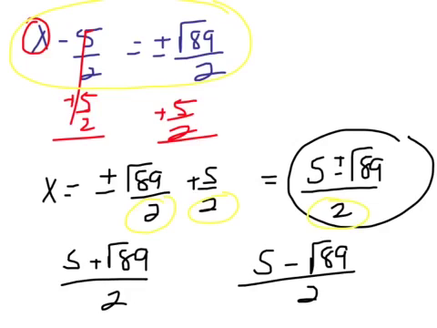Now this means there are 2 answers. One answer is 5 plus the square root of 89 over 2, and one is 5 minus the square root of 89 over 2. You could put this in your calculator and get a decimal approximation, but these are the exact answers right here. You just need to realize that's two answers, not one weird looking answer.